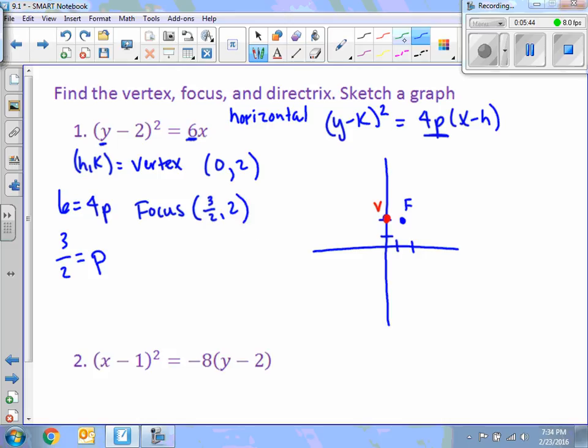Now, your vertex is the midpoint of your focus and your directrix. So if I went 3/2 units away to the right to get my focus, I'm going to go 3/2 units away to the left for my directrix. So my directrix is going to be the equation x equals -3/2.